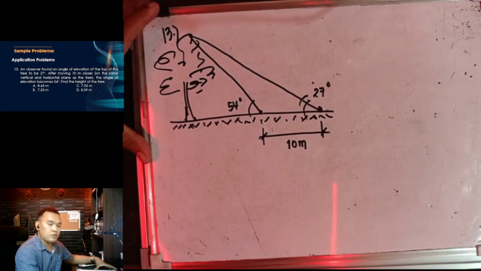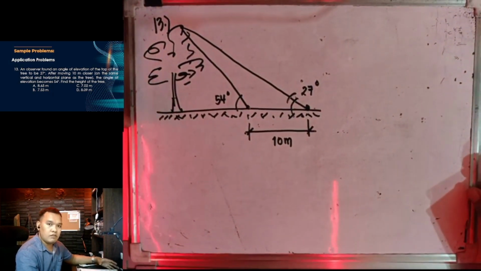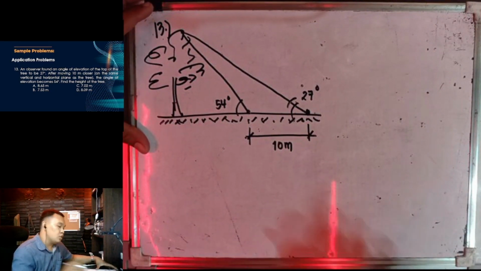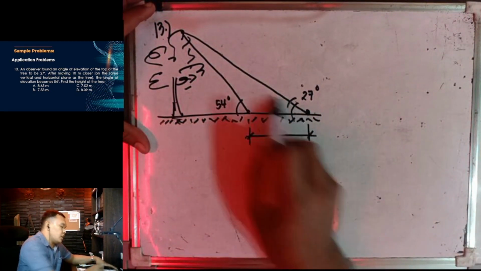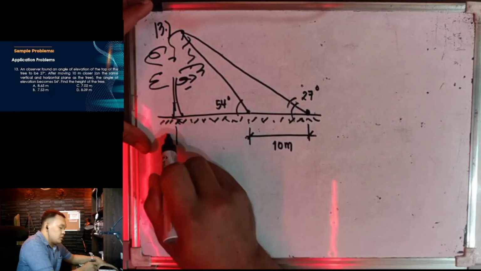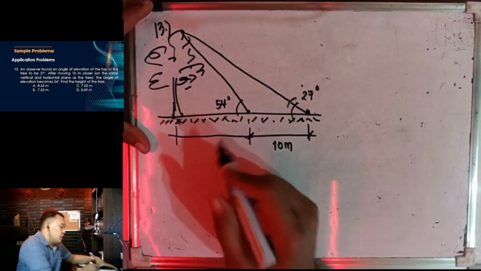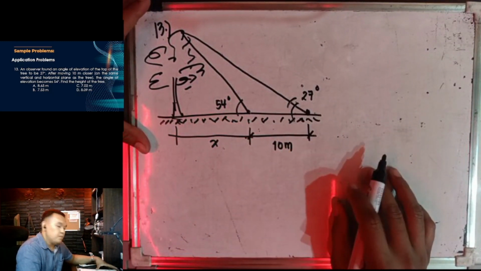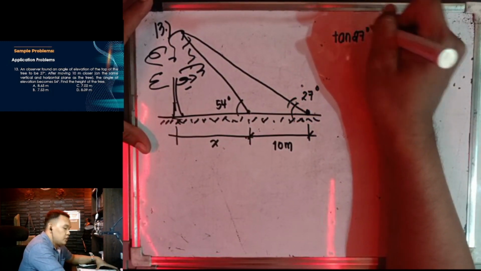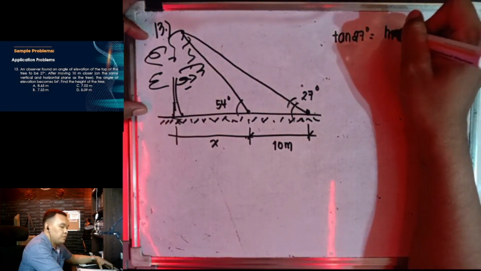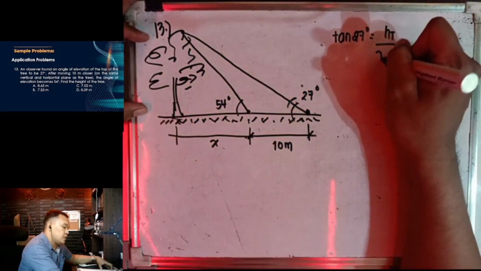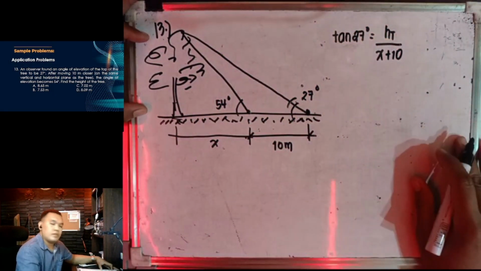Okay? So, we could say that to get the height of the tree, we just use tangent. No? So, first, let's look at this whole triangle. Then, second is this triangle. No? So, let's assume that the distance from the tree to the second point is x. Okay, so we could say that tangent 27 degrees is equivalent to opposite, which is the height of the tree, all over the adjacent side, which is x plus 10. Okay, height of the tree.